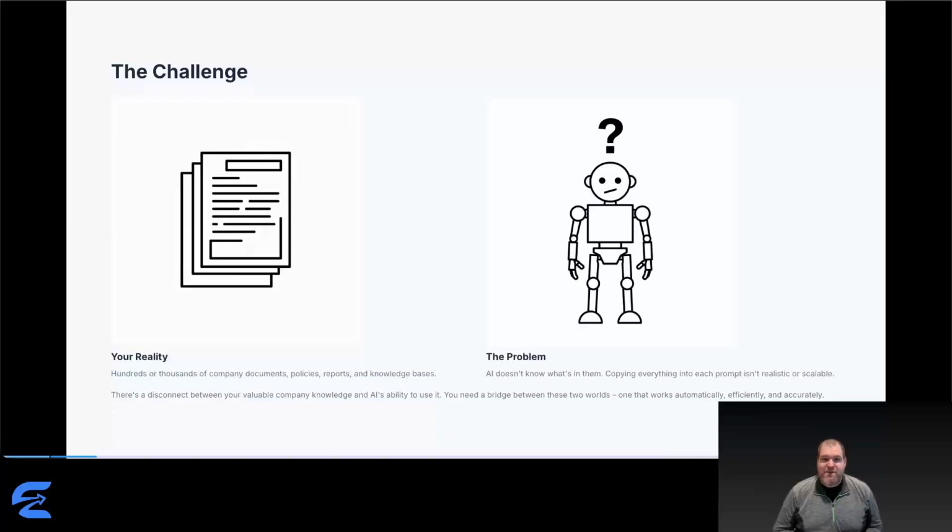So you're stuck with this gap. Your knowledge exists, AI exists, but there's no bridge between them. Copying everything into every prompt clearly doesn't scale. Training your own model costs millions. There's got to be a better way.